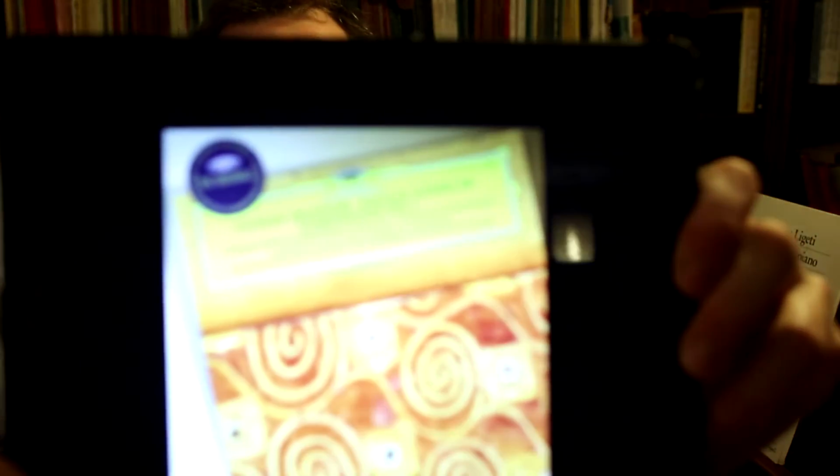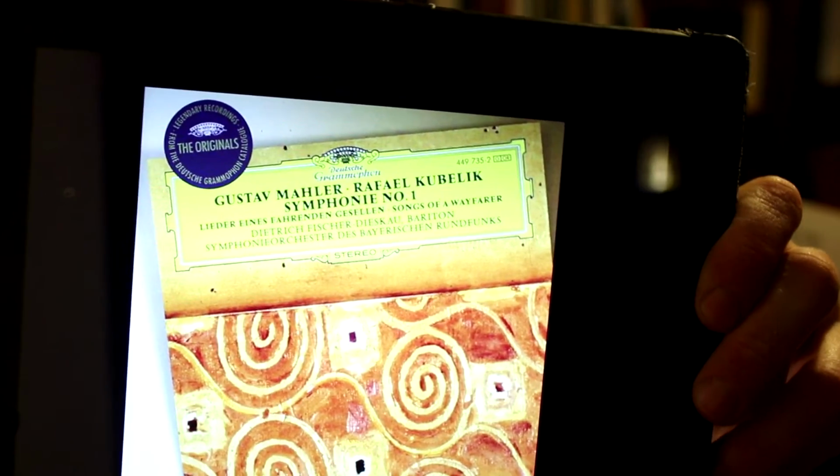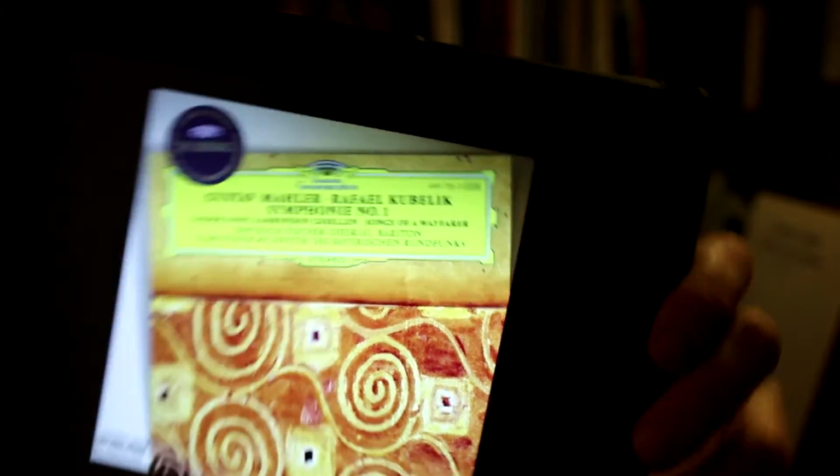And then this is my chosen CD. I'm going to be talking about Mahler, and I've chosen this CD of Mahler's First Symphony, and also it has Dietrich Fischer-Dieskau singing the Songs of a Wayfarer on there as well. So it covers a lot of bases.